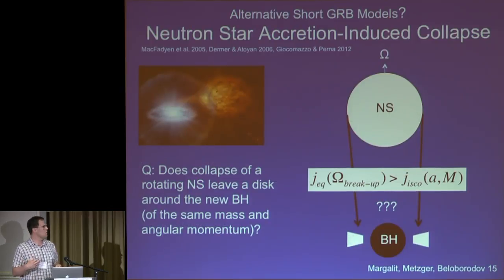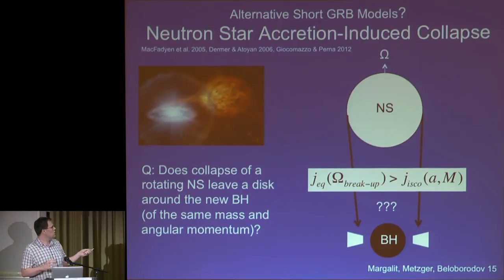I do want to sit back and say, okay, are there any other ways we might be able to make short gamma ray bursts? One idea that's been discussed as an alternative model is the accretion-induced collapse of a neutron star. So you have a neutron star, it's accreting from a companion, it spins up, it approaches the maximum mass for a neutron star, and then it collapses to a black hole.